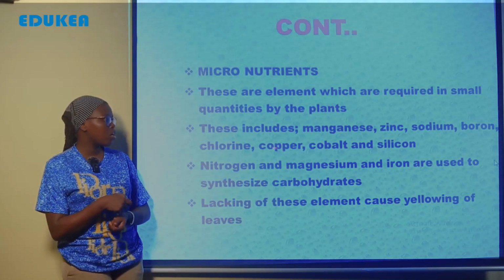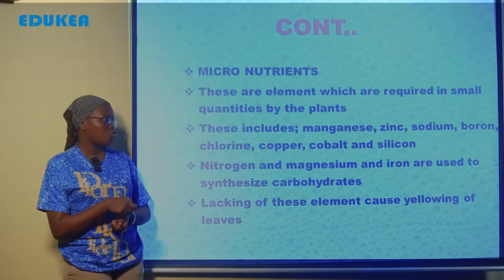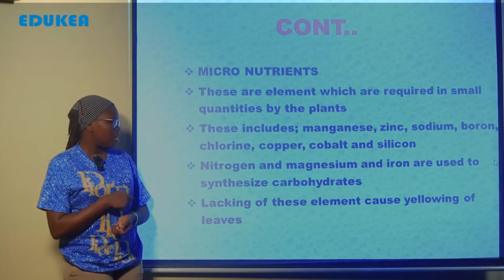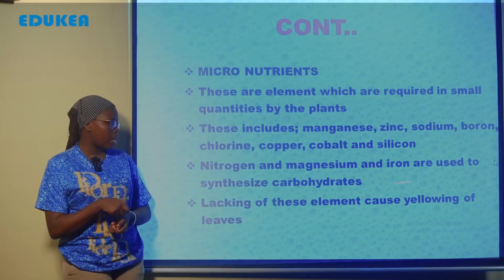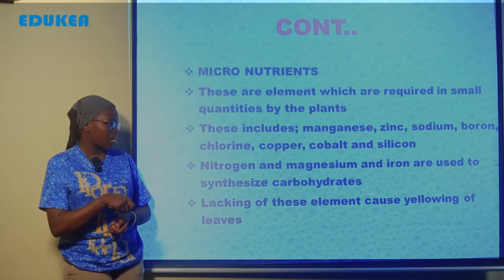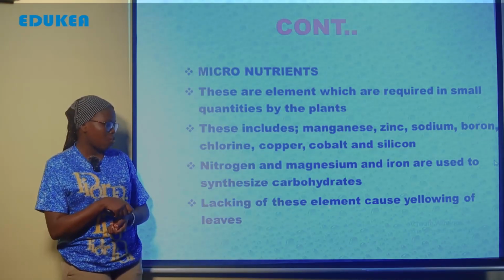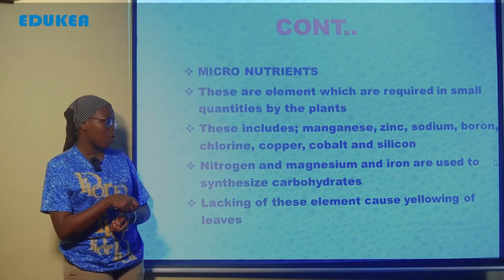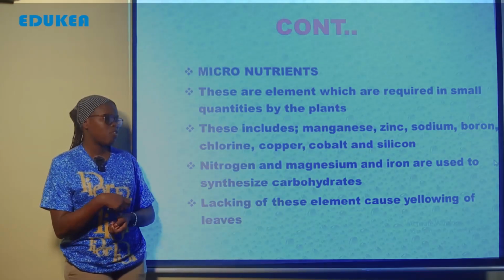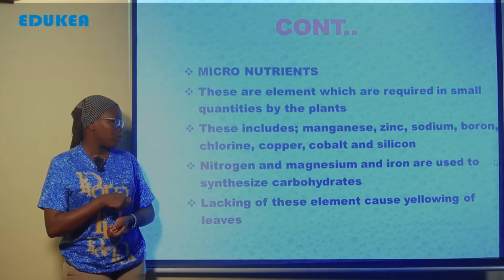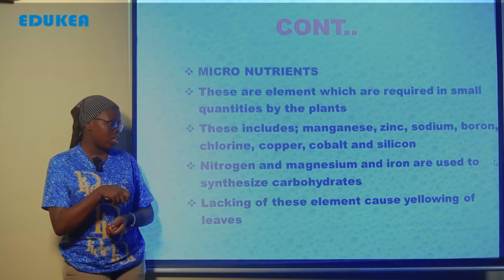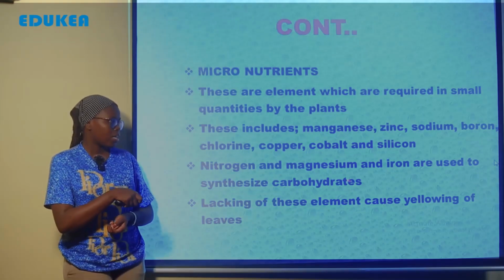Nitrogen, magnesium, iron are in synthesizing carbohydrate, and the lacking of these elements causes yellowing of the leaves. Kwa mfano nitrogen and magnesium tumesema kwamba zenyewe zinasaidia katika formation of the chlorophyll. Kwa hiyo means that in case kama hatutakuwa na hizi nitrogen, magnesium and iron in the plant, means that the synthesis of this carbohydrate, or in other terms glucose, will not take place. So you end up getting the poor yield of the crop.